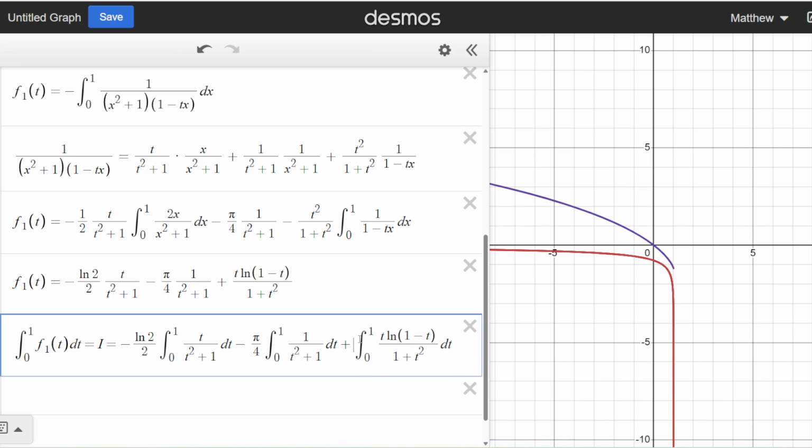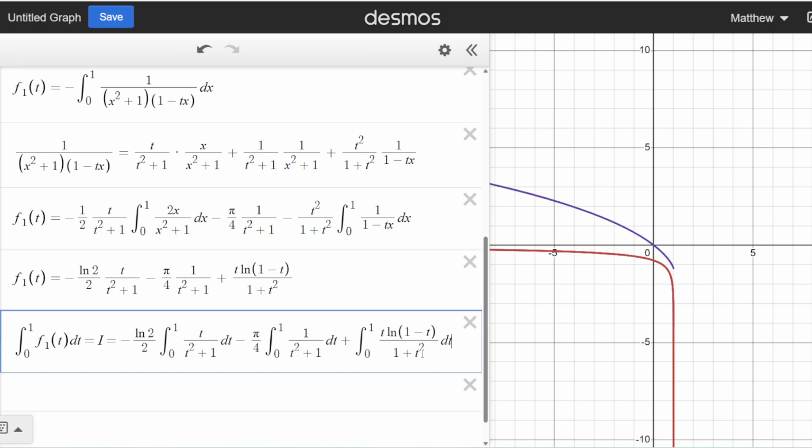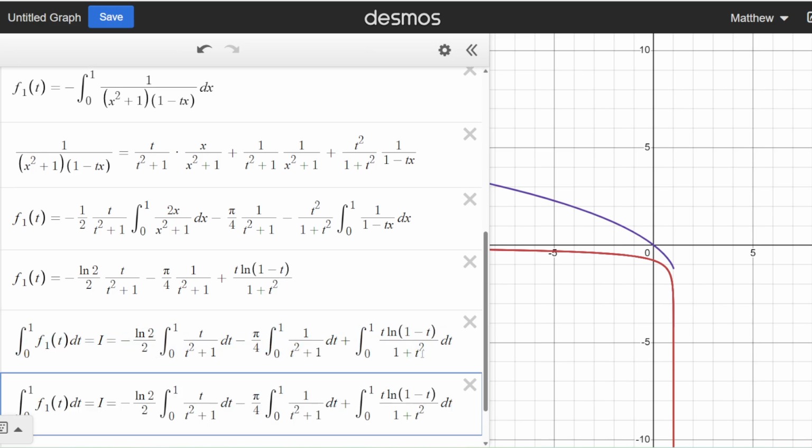But we're still left with this mess right here. Let's not worry about that right now. Let's evaluate this integral right here. That's going to be pi over 4. So that's going to give us, maybe I'll go down one more, we'll do a step here. So this is pi over 4. That's going to give us minus pi squared over 16.